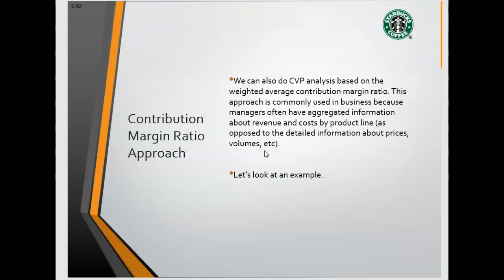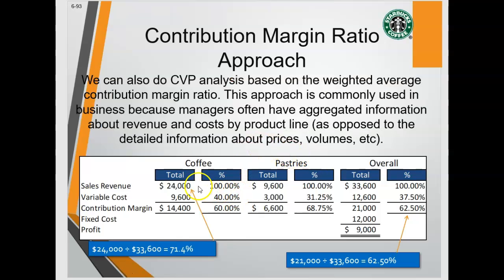Let's look at another example. We're going to do the cost volume profit analysis based on contribution margin ratio. This is common. This is the example when we say, well, this is how many dollars of coffee we sell, and this is how many dollars of pastry we sell. So I'm no longer spending quite as much time talking about individual pastries. I'm looking at these aggregate numbers. So in total, I sell $33,600 at this location. Again, here's my variable costs.